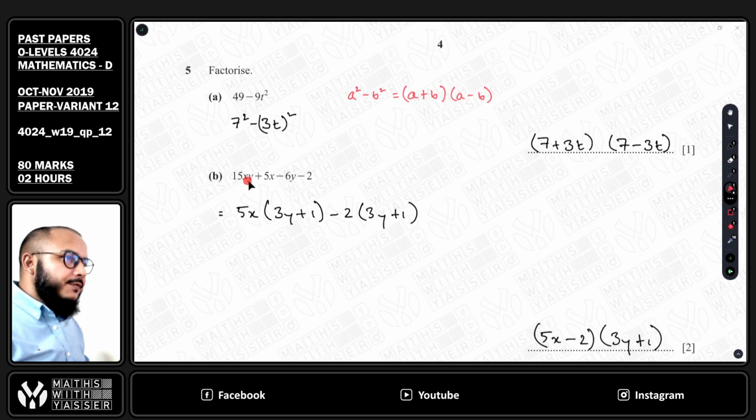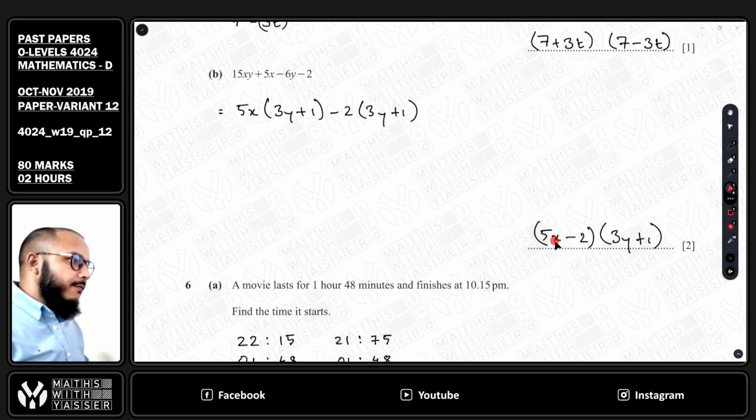Then we have 15xy plus 5x minus 6y minus 2. If I take 5x common from both of these, I'll have 3y plus 1 within brackets. If I take minus 2 common from both of these, I'll get 3y plus 1 again within brackets. So the factors are (5x minus 2) and (3y plus 1).